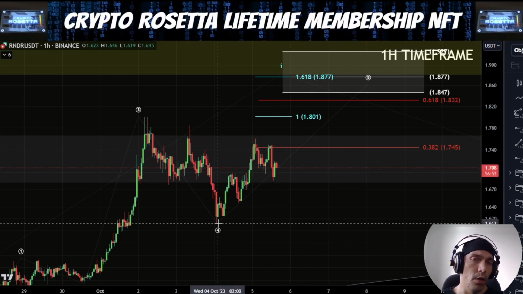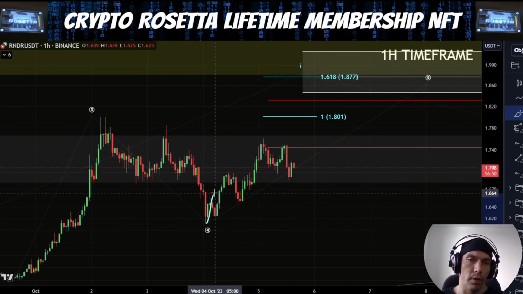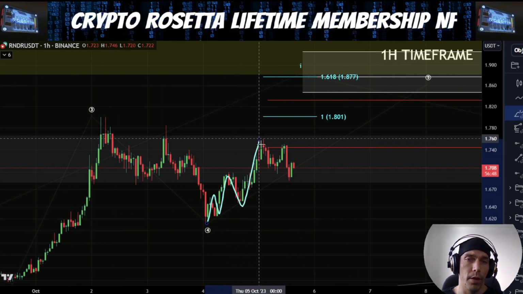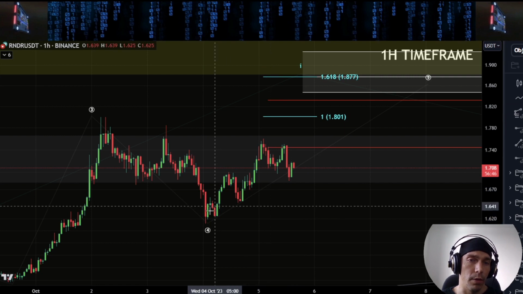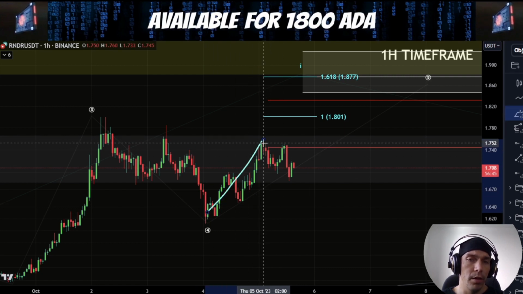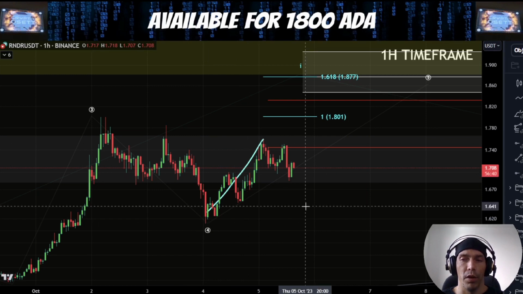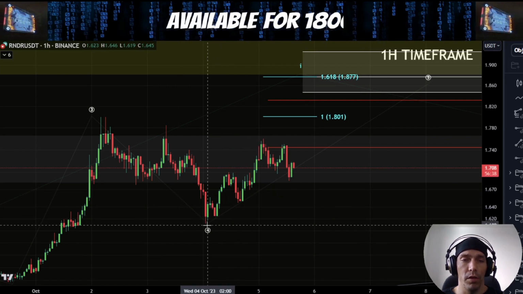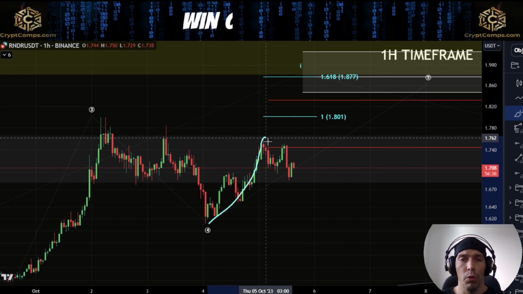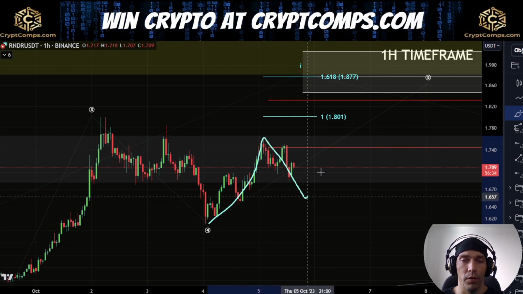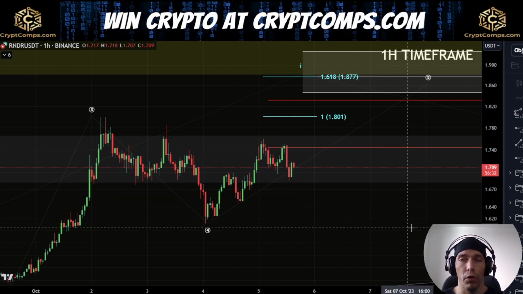The other way that we can look at this move is that this is 1, 2, 3, 4, and 5. And what we actually have here is that this leg here is a leading diagonal. Now, a leading diagonal means that this will be the first part of a bigger move to the upside. So if we do see this as a leading diagonal here, what we'd be expecting to see is price find support and then looking to push to the upside.